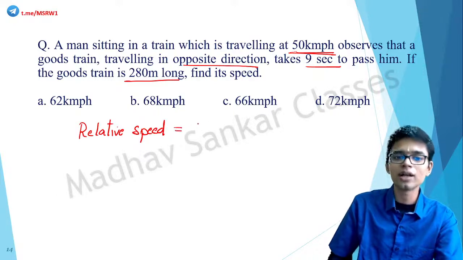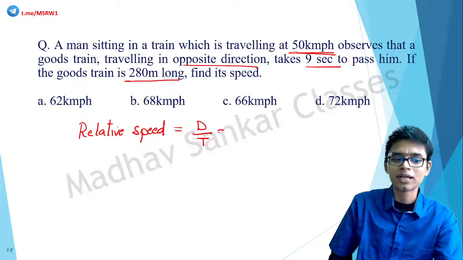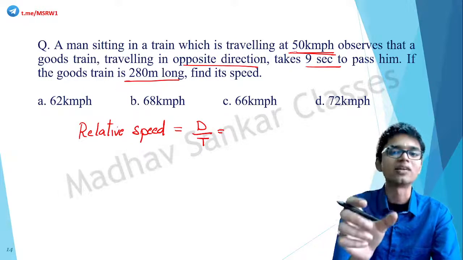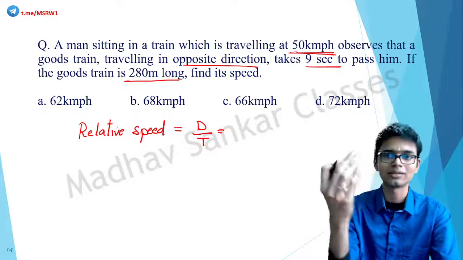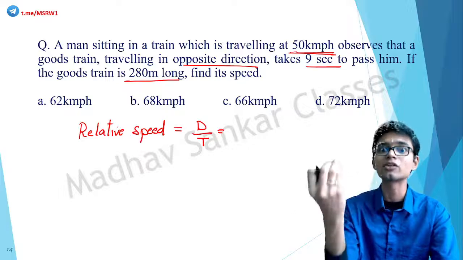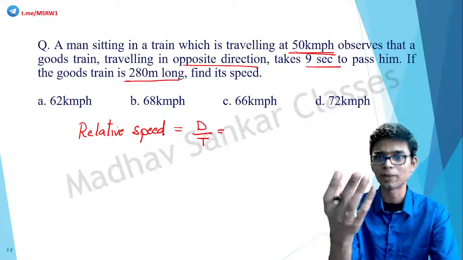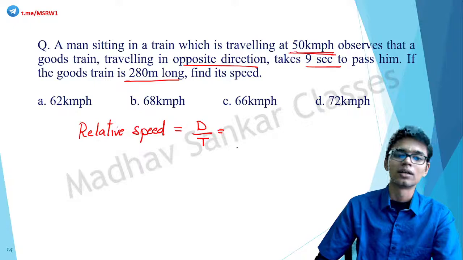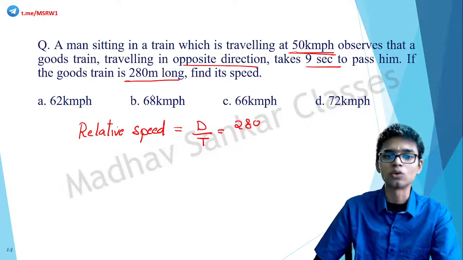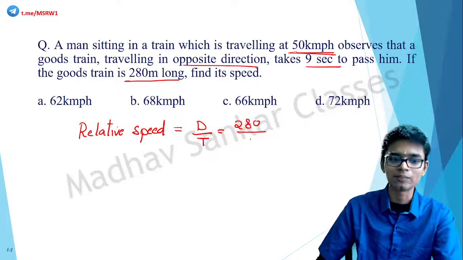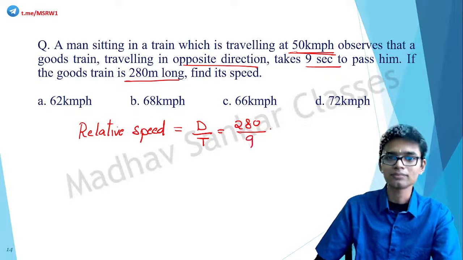Speed is given by the formula distance by time, correct? So what is the distance here? The length of the man is insignificant. Although he is sitting in a train, he is the one who is calculating the speed and all. Correct? It is with respect to him that the other train is passing in 9 seconds. So relative speed is distance by time, where distance we take as 280 meters and time is 9 seconds. So this is in meter per second. This is the relative speed.